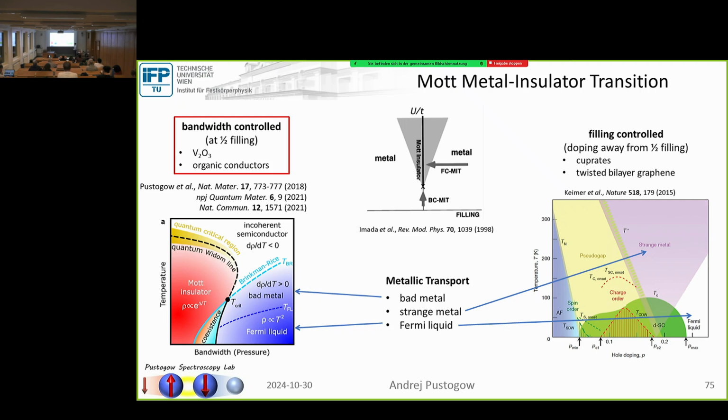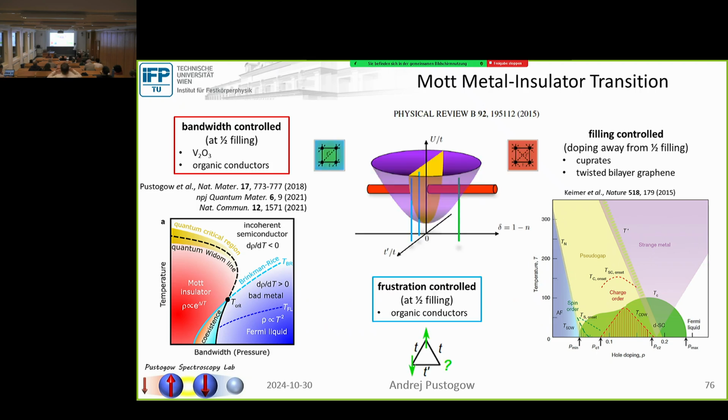Even though the physics is pretty similar, so they have deviations from the Fermi-liquid regime at high temperatures in both cases, bad and strange metal, and at low temperatures they also show the Fermi-liquid and they show the superconductivity in both cases. But it would be more interesting if we could have a material where we can change the doping and the correlation strength and possibly even the frustration. I will come to this in a bit.